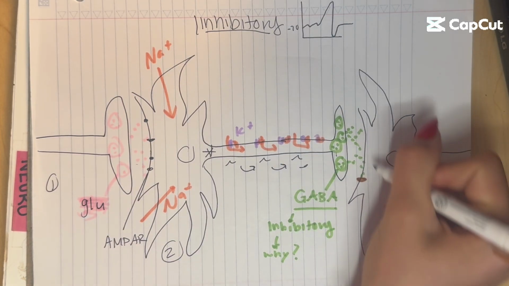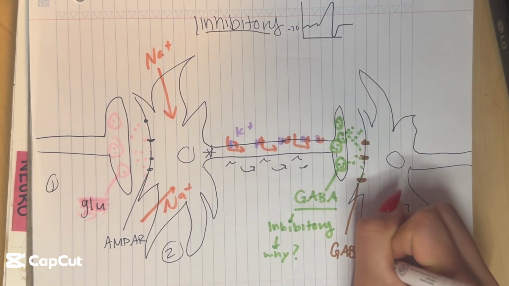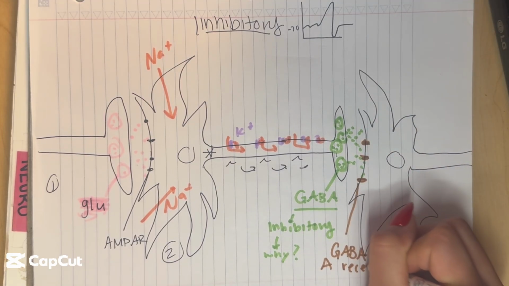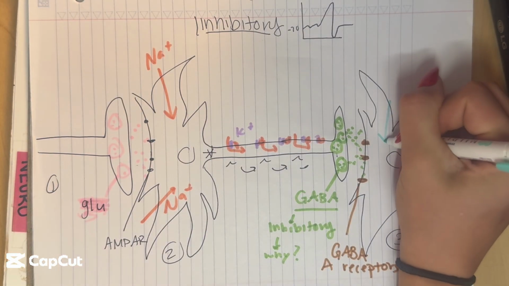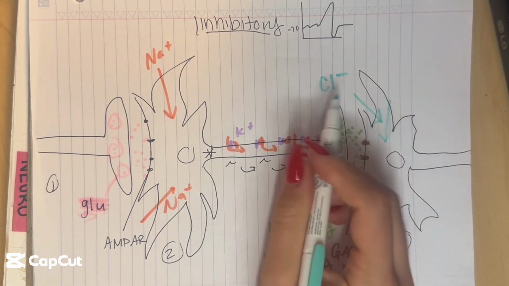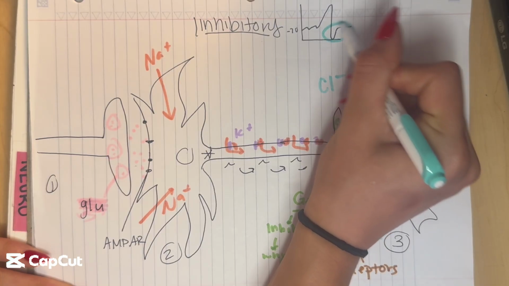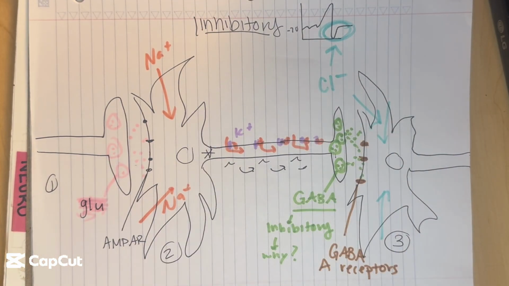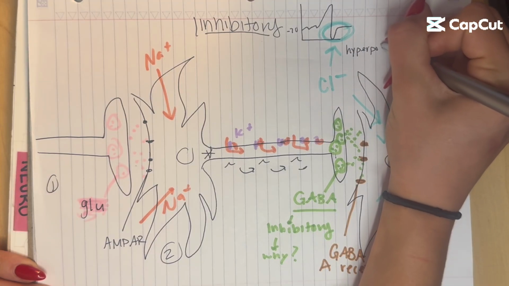And it's going to bind again, but not to AMPA receptors. Instead it's going to bind to something called a GABA A receptor. And what these GABA A receptors are going to do is cause chloride, which is a negative ion, to flow into the cell. And this is then going to make the membrane potential more negative than usual. And that's going to be shown in blue. And why making it more negative is important is because this is what causes it to be inhibitory.